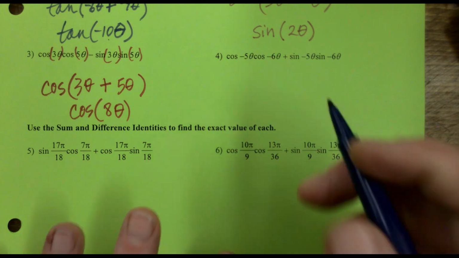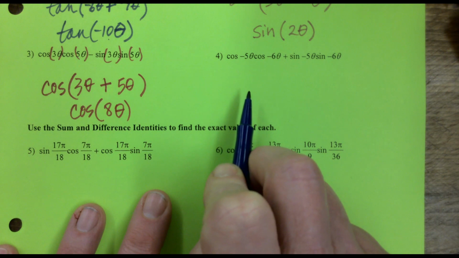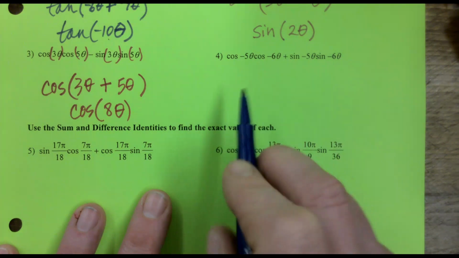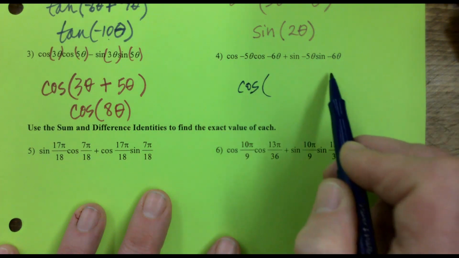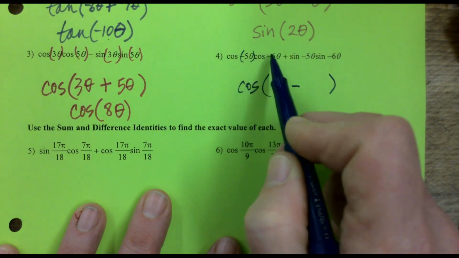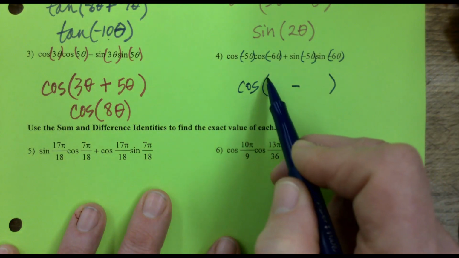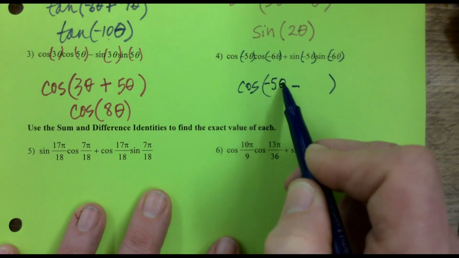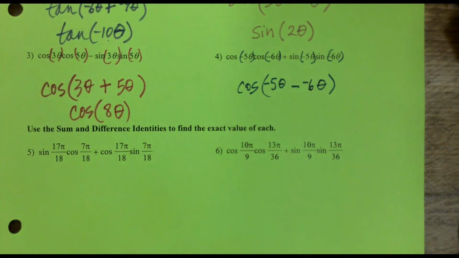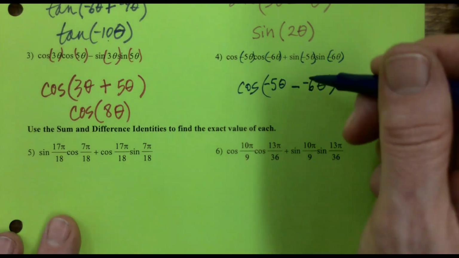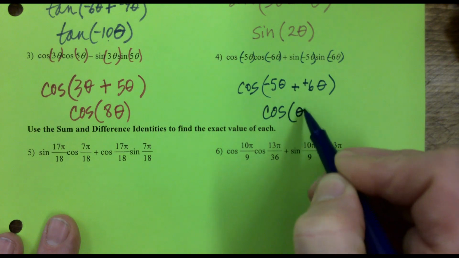What do I have for number 4? Cosine difference, yep. And again, I put my angles in there. So that's negative 5 theta minus negative 6 theta. And this works just like any other adding and subtracting that we've ever done. Minus a negative is like plus a positive, and so I end up with the cosine of 1 theta, which I can just write as theta.